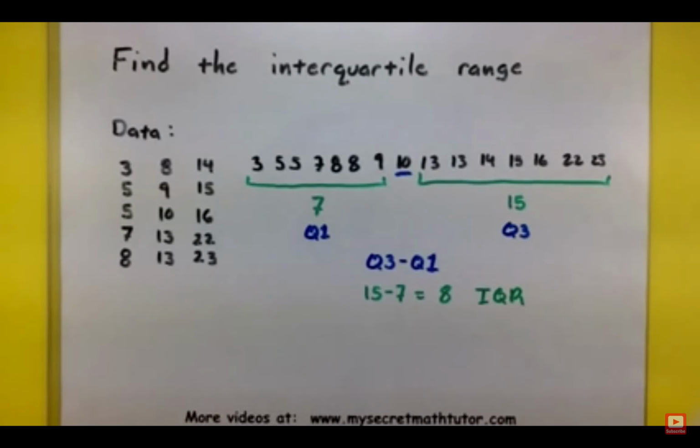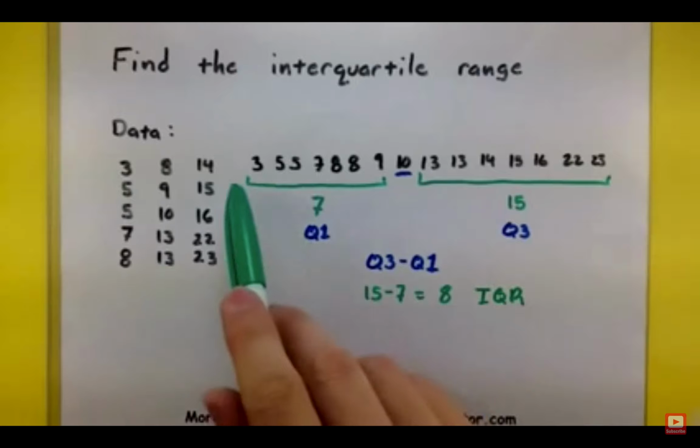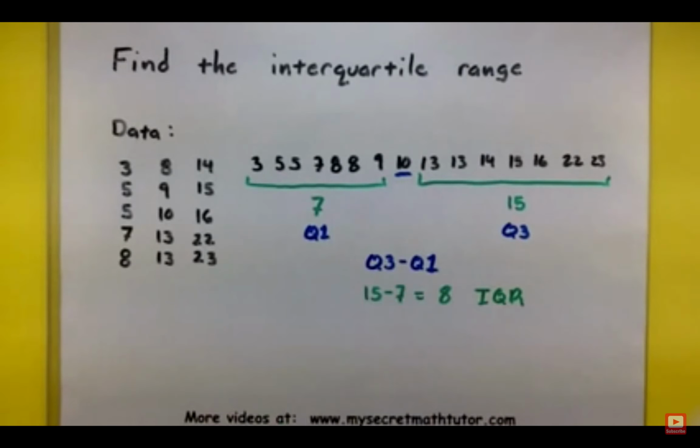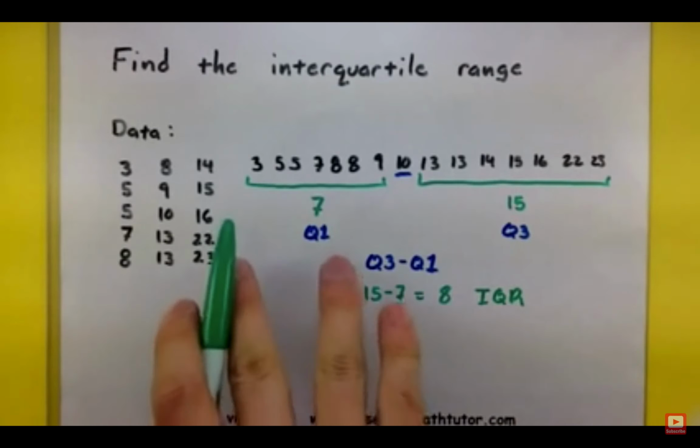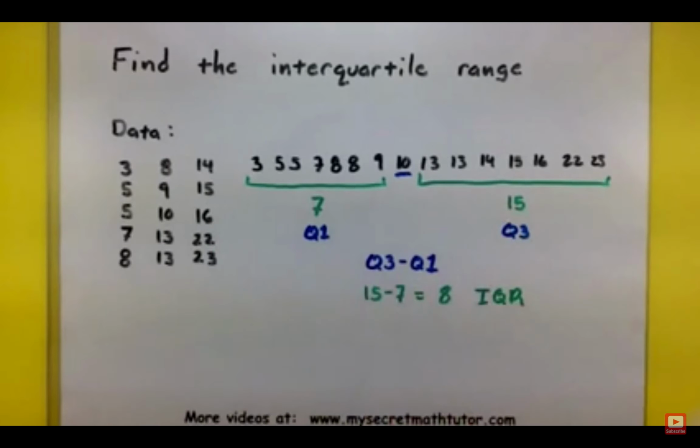Now this example works out slightly different if you have an even number of data points. Basically, you would find the median and then find your lower median and upper median and subtract the two from there.